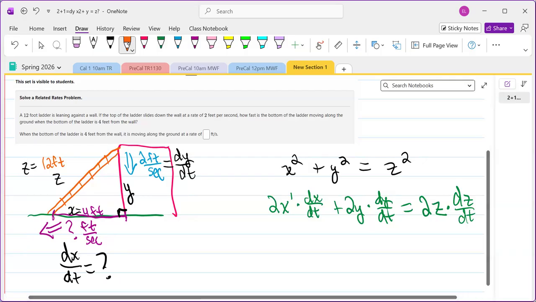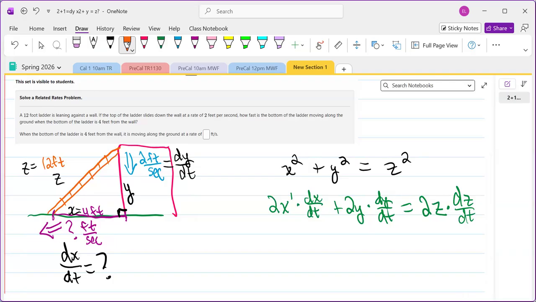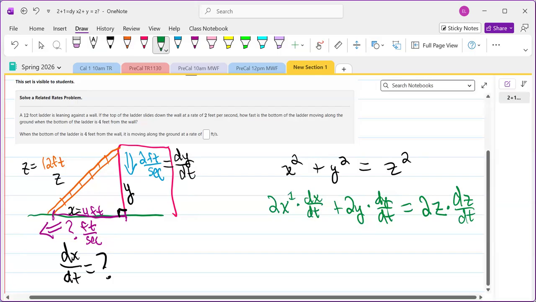Yep. The derivative line of the 2x but not the 2y. It's not a derivative line, it's actually the first power. Yeah.